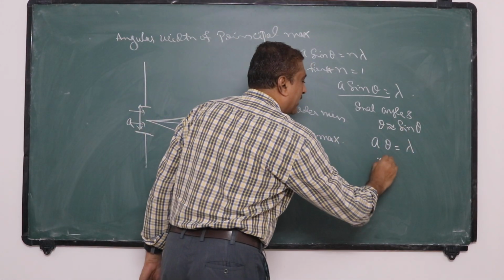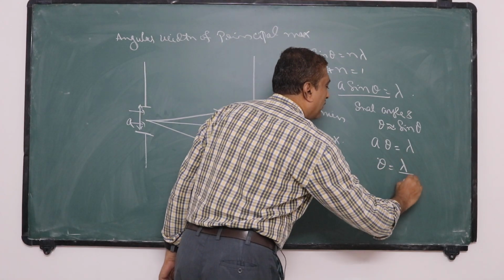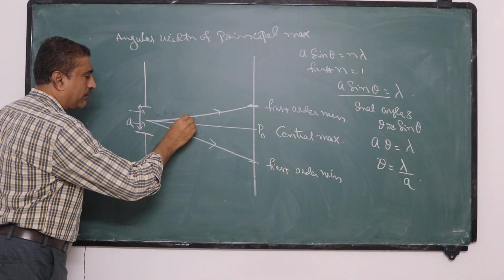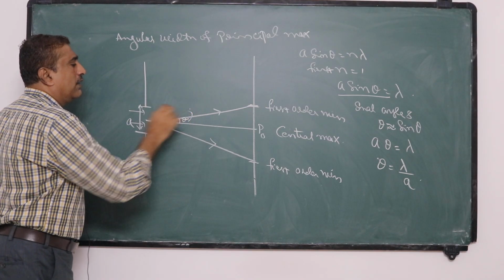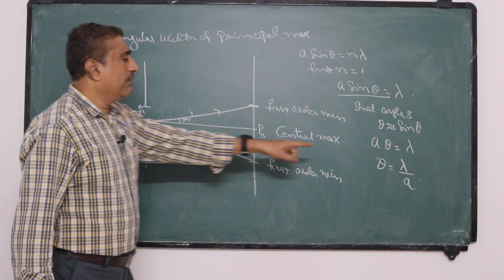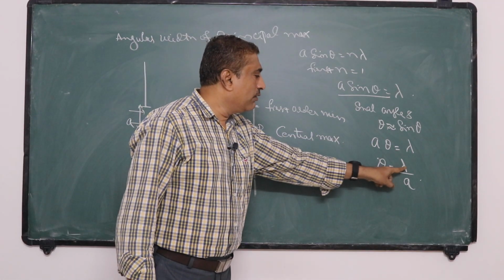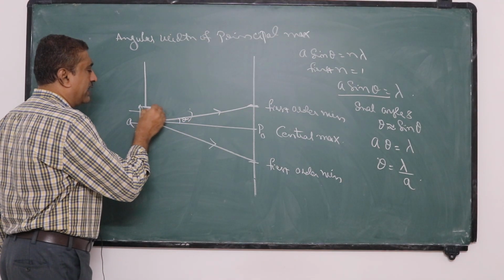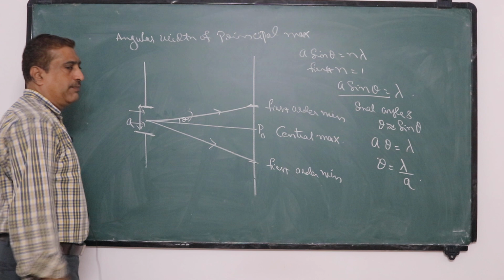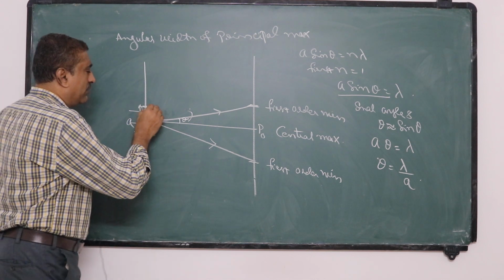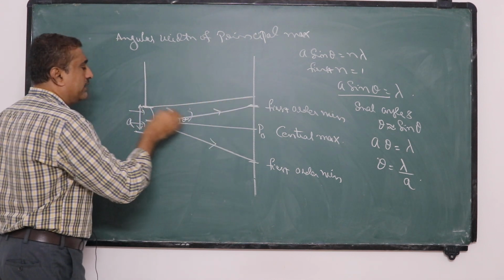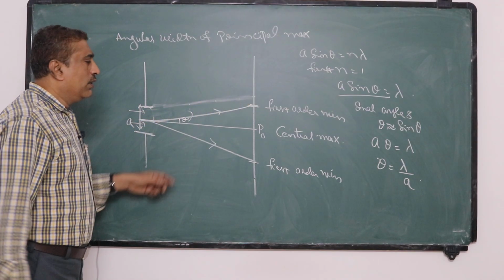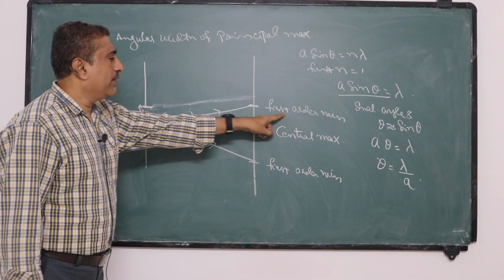So we can write theta is equal to lambda by a. So that means this is the theta for which we have arrived at this condition, theta is equal to lambda by a. Now theta is with reference to this center. Actually from here we have to calculate from these two edges, but for small angles it makes no difference. From here or here there is no difference. So for small angles we can take it from the center of the slit. So for this theta we get a first order minimum.